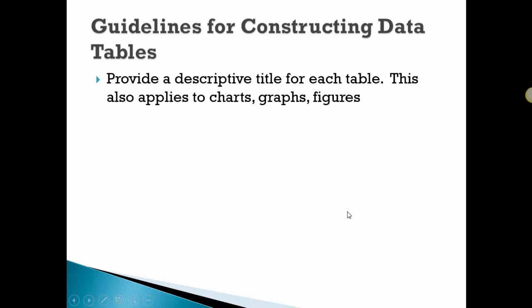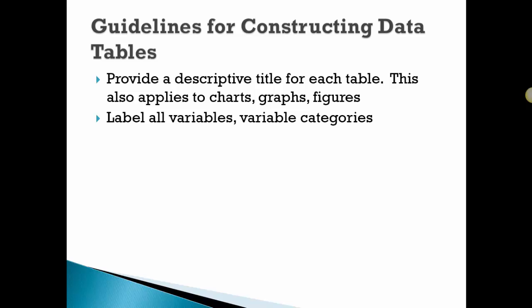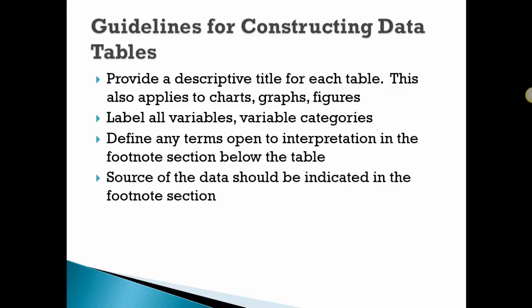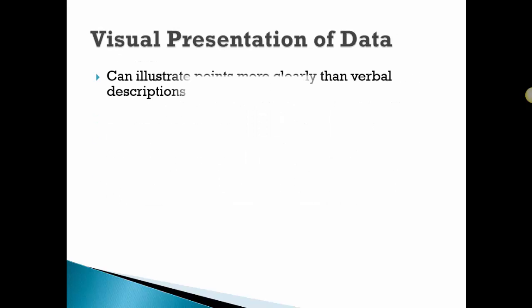So, some guidelines for constructing data tables. You want to make sure you have a title, obviously, and this applies to charts, graphs, and figures. You want to label all the variables and the variable categories. You want to define any terms that might be open to interpretation in a footnote below the table. The source of the data should also be indicated in a footnote section.